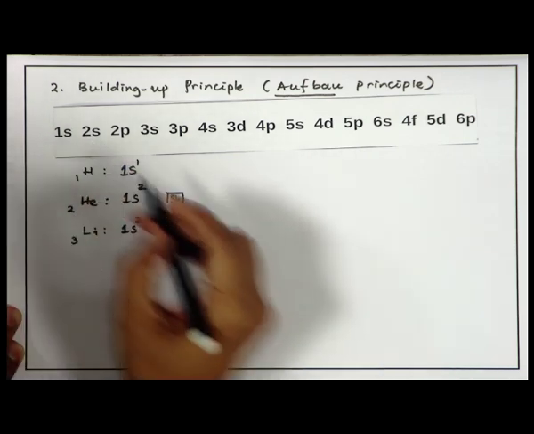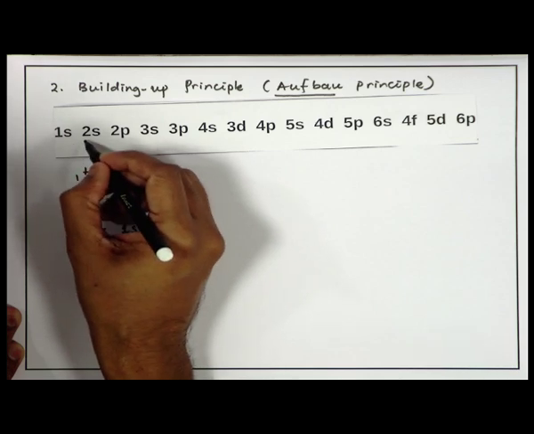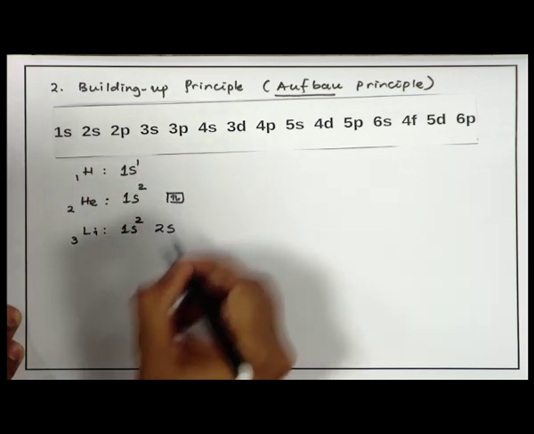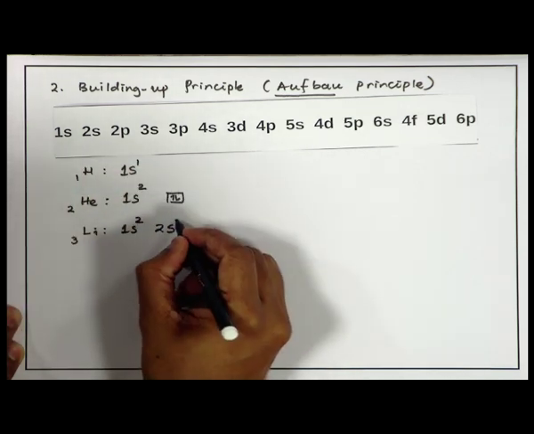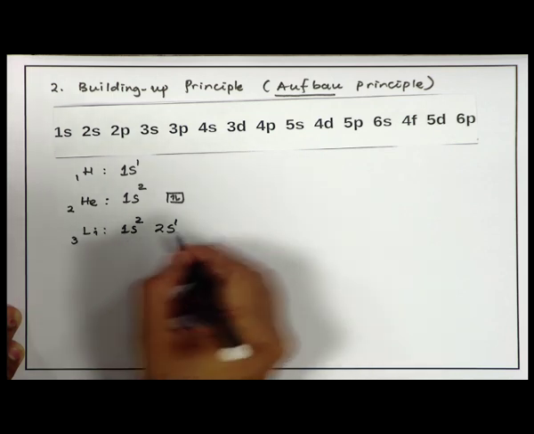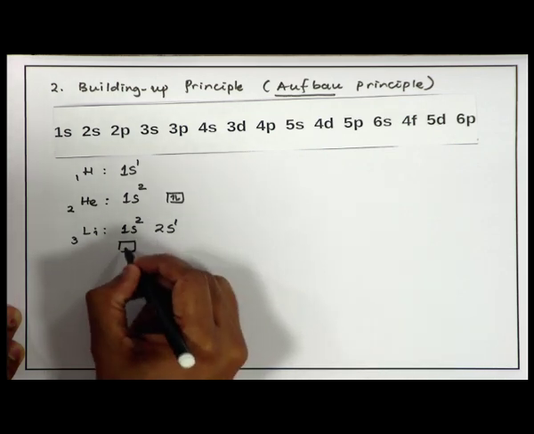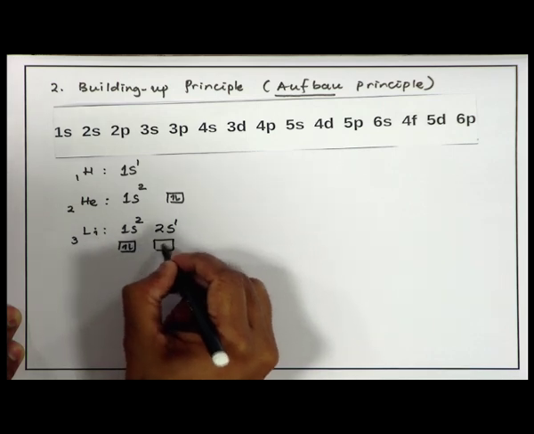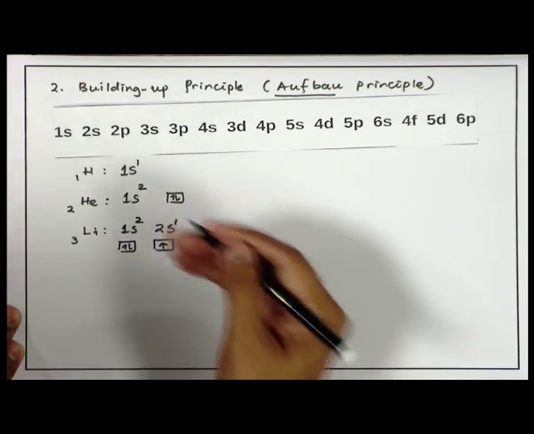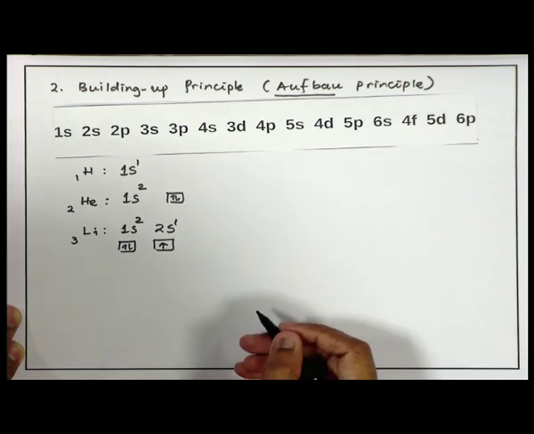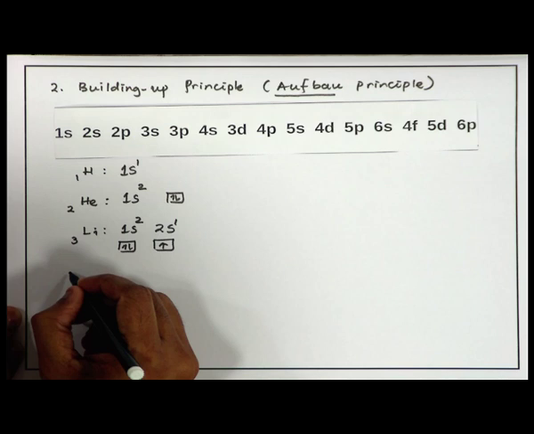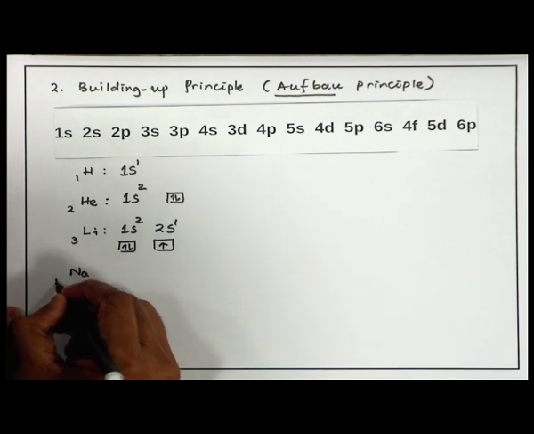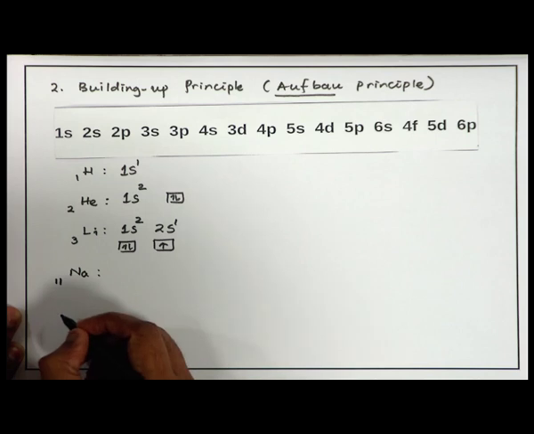Now, I have to go to the next orbital. Which is the next orbital? 2s, and how many electrons can it hold? It can hold 2 electrons. So, I give 1 to this 2s orbital, and the orbital diagram looks like this. In this way, I can go on building up to higher and higher Z values. Let us take one more example, that of sodium, which has 11 electrons.